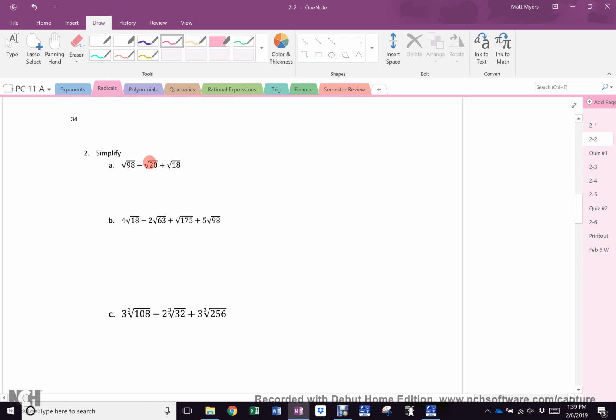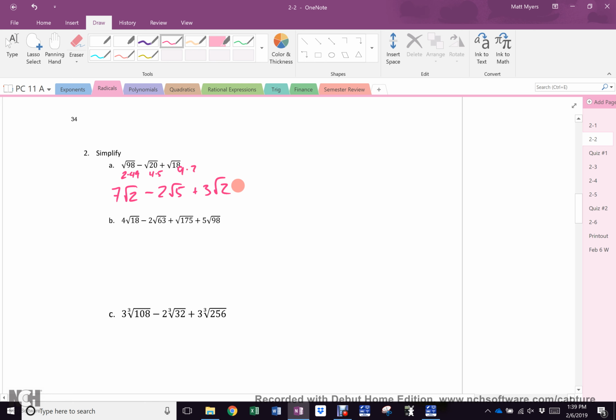Is this one easy? I can't do anything with it now, so what should I do? Simplify. 2 times 49. What comes out? 7 root 2. 4 times 5. What comes out? 2 root 5. 18. What comes out? 3. Plus 3 root 2.